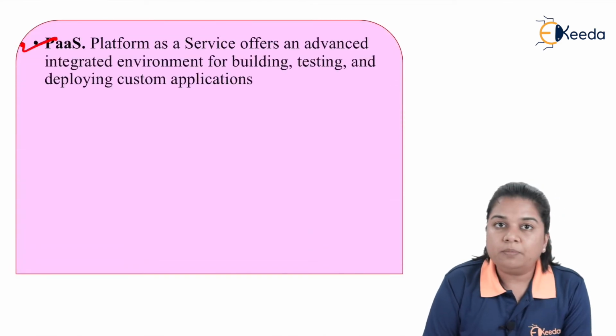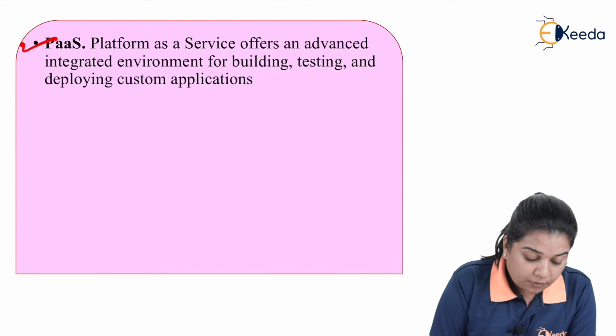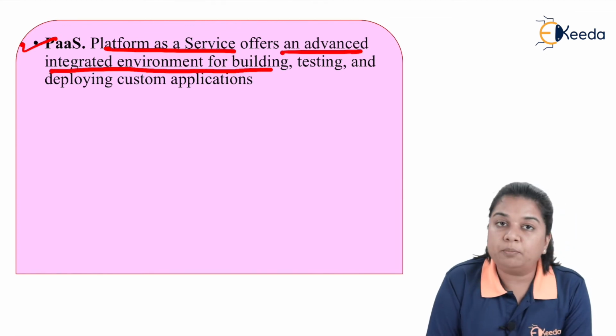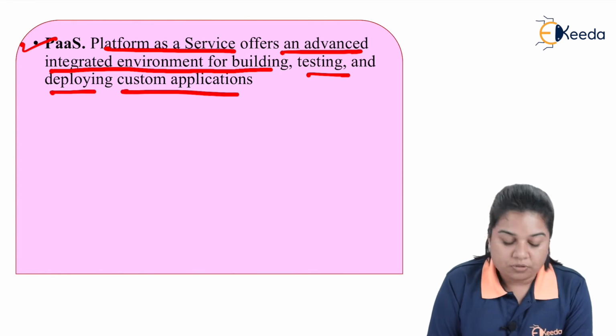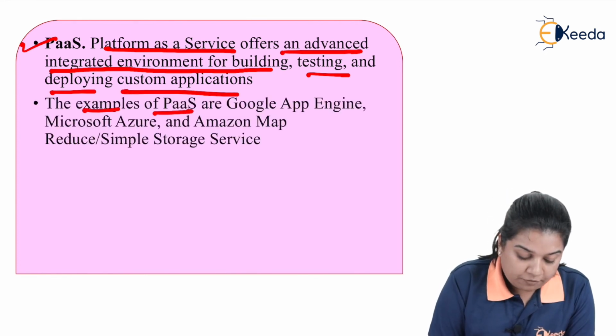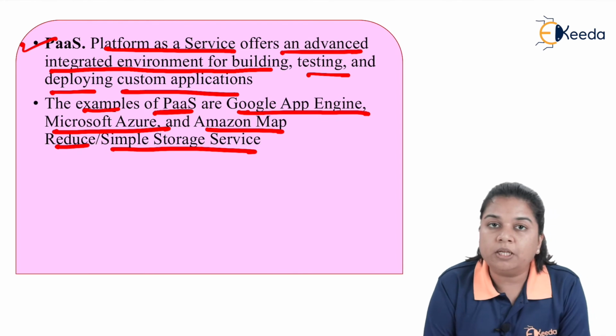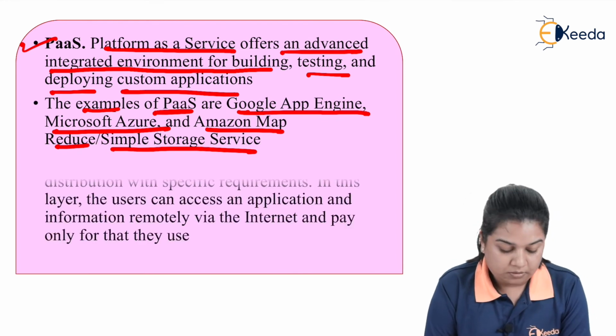Then platform as a service. Platform as a service offers an advanced integrated environment for building, testing and deploying custom applications. The examples of platform as a service are Google App Engine, Microsoft Azure, Amazon MapReduce or Simple Storage Service S3.